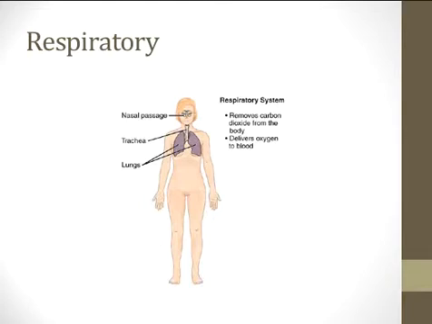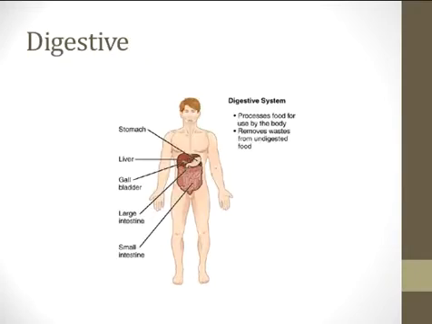Next is the respiratory system. This system is composed of the lungs, nasal passages, and trachea. This system is responsible for removing carbon dioxide from the body and diffusing oxygen into your bloodstream. Next is the digestive system. This system includes the stomach, liver, gallbladder, large intestines, and small intestines. This system is responsible for processing the foodstuffs in the body and removing waste.